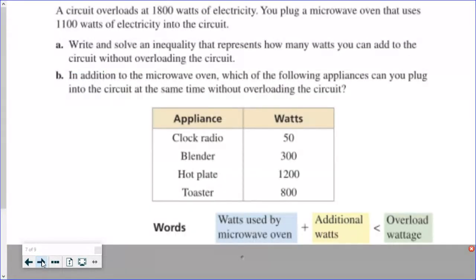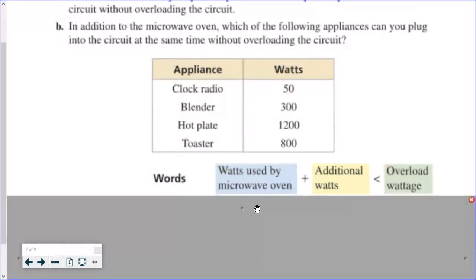Then just a little word problem. So just be careful. A circuit overloads at 1800 watts. You plug in the microwave that uses 1100 watts. So once the microwave hits 1800 watts, it's going to shut off. Write and solve an inequality that represents this.